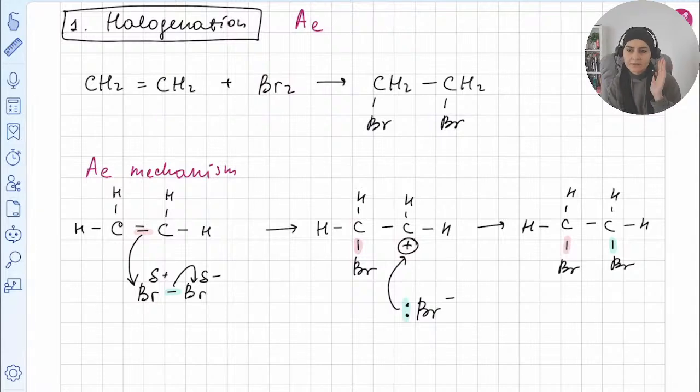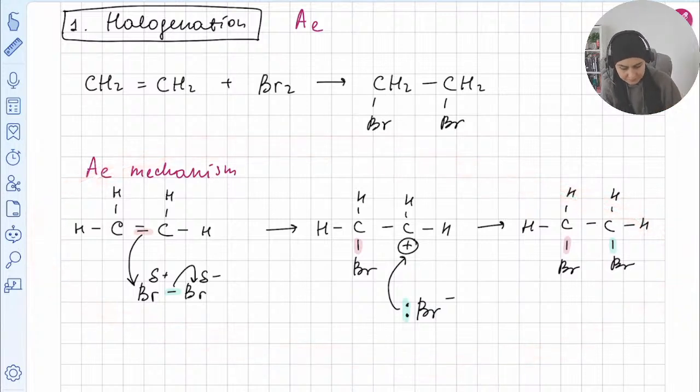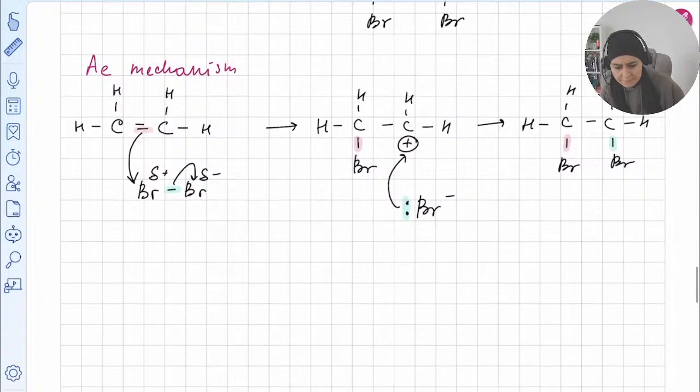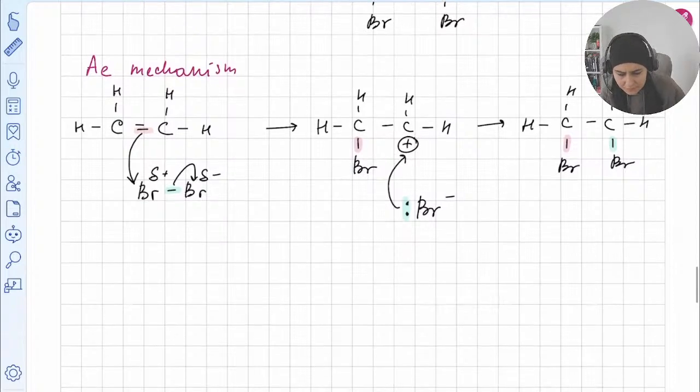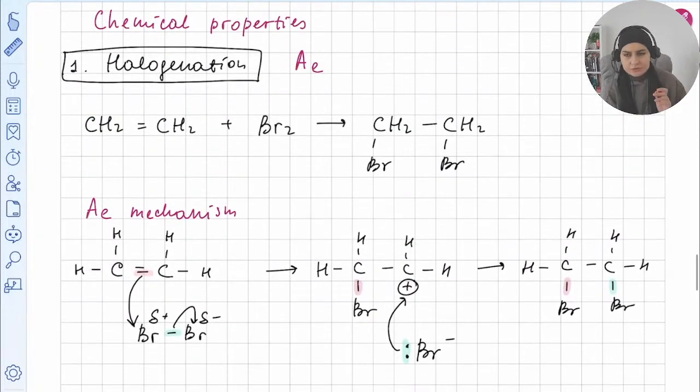Yep. Alkenes react with halogens through the mechanism of electrophilic addition. So if they ask you to write the mechanism, usually this easy one would be about 2 marks, but could be 3. Okay, that was the first property with the mechanism.